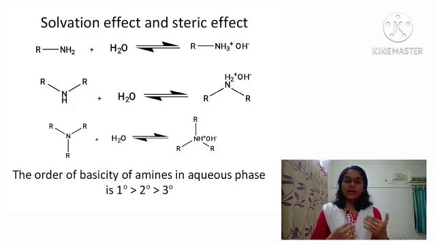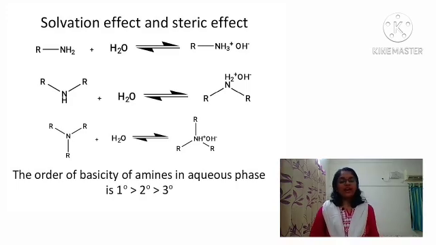So in the protonated primary amine, there are three hydrogen atoms around the nitrogen atom and each hydrogen atom is attracted by another water molecule by hydrogen bonding. That means there is more stabilization by hydrogen bonding. But in secondary amine, there are only two hydrogen atoms, and these are again stabilized by hydrogen bonding with other water molecules. But in tertiary, there is only one hydrogen atom, so it has the least capacity to stabilize by hydrogen bonding. So the order of basicity of amines in the aqueous phase by the solvation effect is: primary will have the stronger basic character, then secondary, then tertiary.